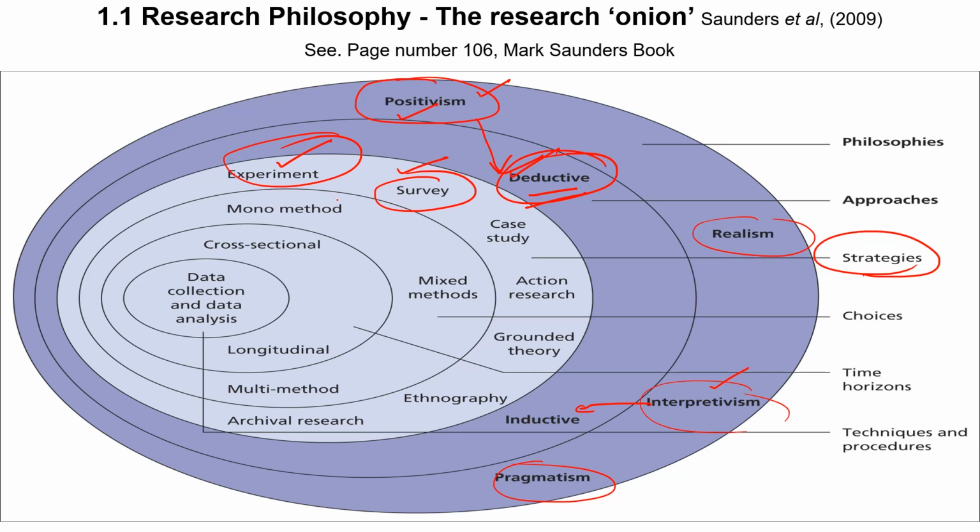Experiment means we want to see if there is any change in one variable, what will happen to the other variable. If I do something to the independent variable, what type of change is there in the dependent variable. Experiment, controlled variable. Then survey: we develop or adopt the questionnaire, we develop the interview, we ask the respondents, we collect the data, we analyze. So these are the main two methods for the deductive approach.